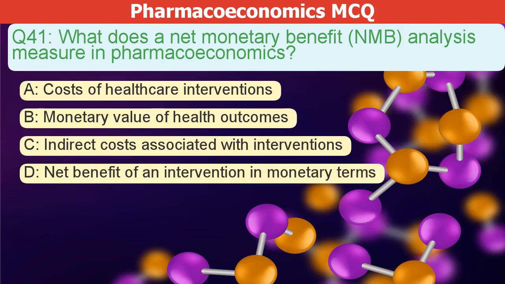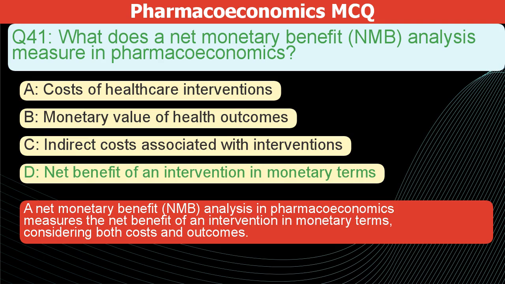What does a net monetary benefit, or NMB, analysis measure in pharmacoeconomics? A. Costs of healthcare interventions. B. Monetary value of health outcomes. C. Indirect costs associated with interventions. D. Net benefit of an intervention in monetary terms. The correct answer is D. A net monetary benefit, or NMB, analysis in pharmacoeconomics measures the net benefit of an intervention in monetary terms, considering both costs and outcomes.